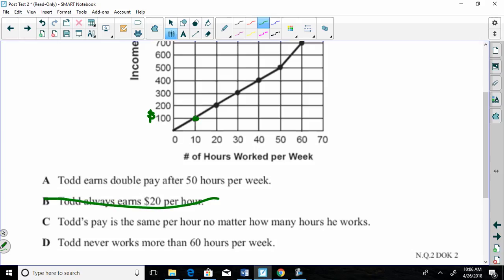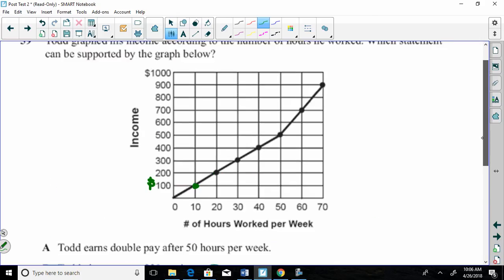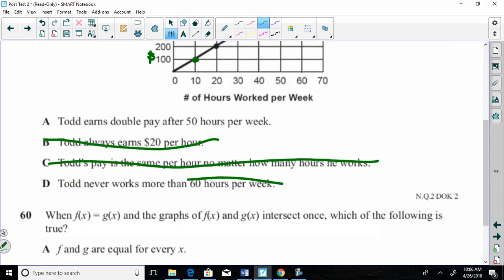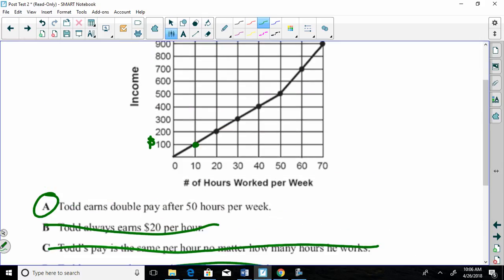No, because look what happens right here. It starts getting a lot higher. So that's not true. Todd never works more than 60 hours. That's not true. It goes to 70. So what's your answer? Yeah, so after 50, you see how it's doubling? That's because when you work a certain amount of overtime, you usually get paid twice as much, or 1.5 times as much. Teachers don't get that.